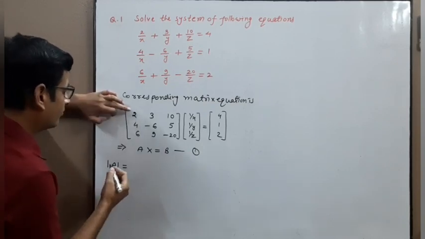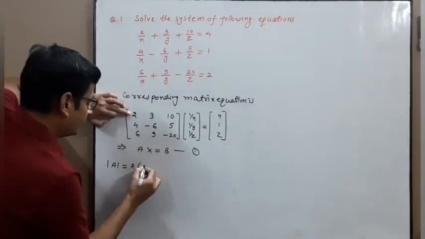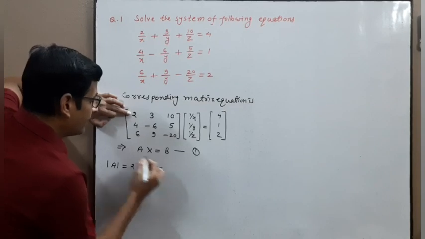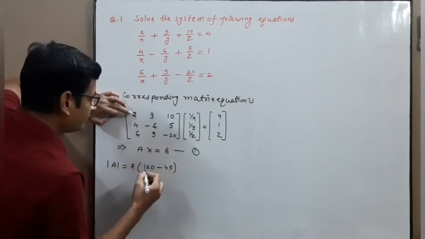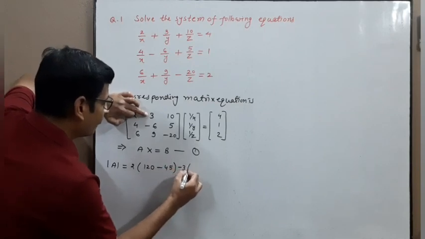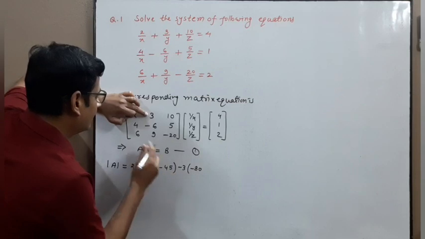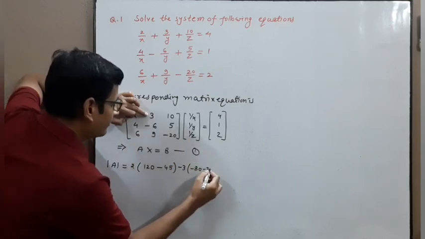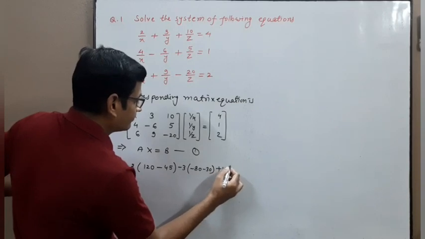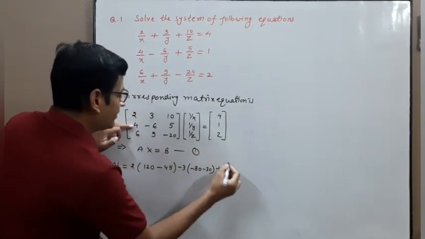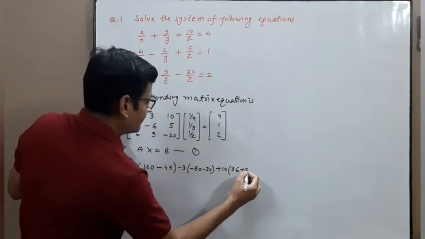Determinant A is equal to 2 in bracket this into this. So 120 minus 45, minus 3, minus 80, minus 30, plus 10, 36 plus 36.